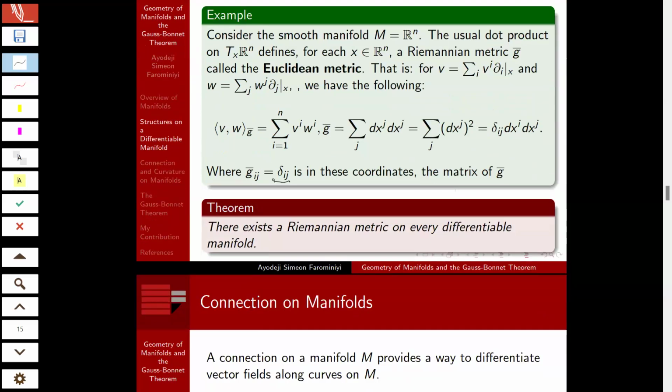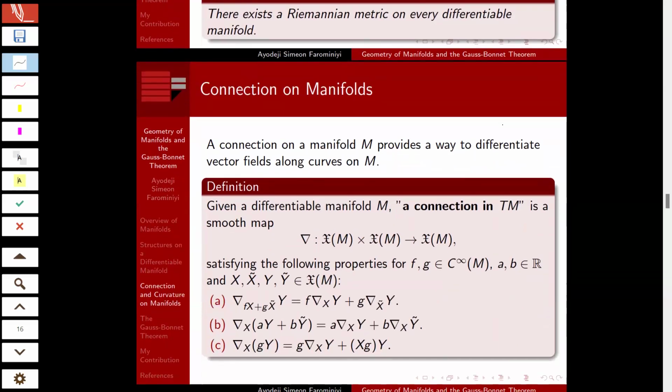Then next we talk about connection on a manifold. A connection on a manifold provides a way to differentiate vector fields along curves on a manifold. Formally speaking, given a differentiable manifold, a connection on a tangent bundle TM is a smooth map that takes in two vector fields and produces a new vector field, such that it satisfies the following properties. That is, it is linear in the first entry, that is, it is C infinity linear.